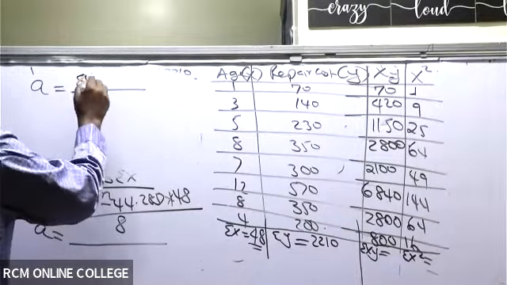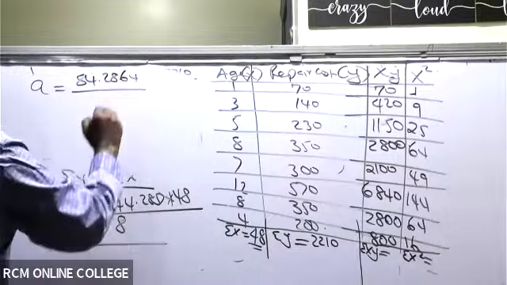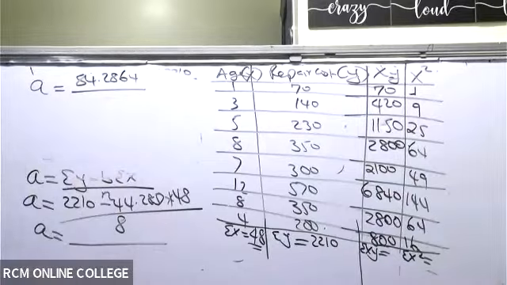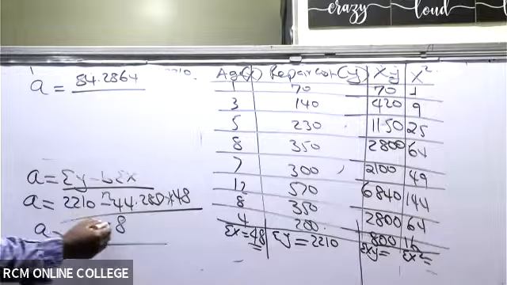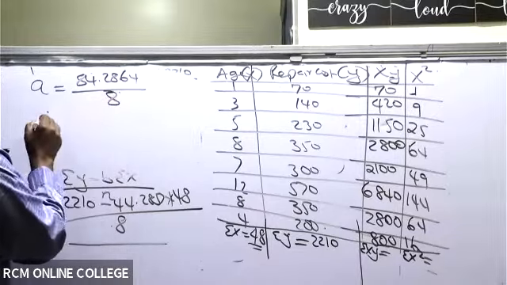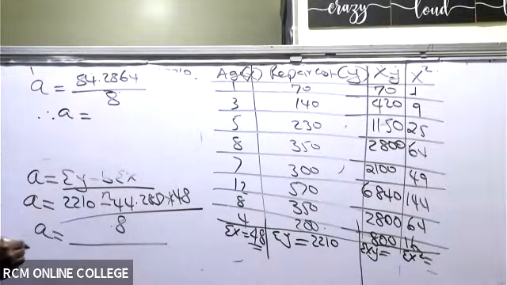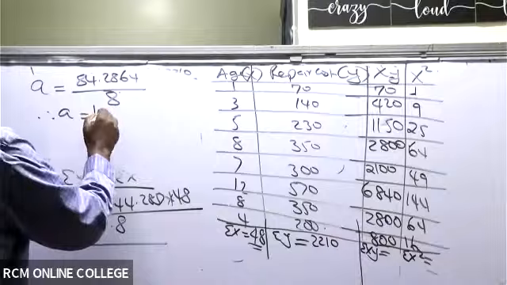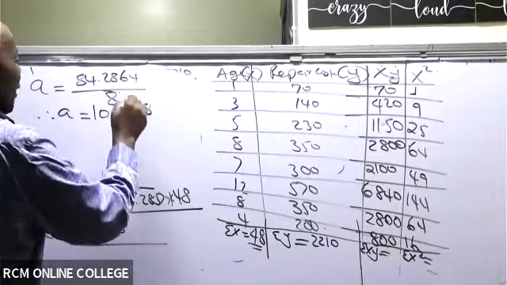84.2864. So that's from Kevin. Divided by N now, which gives A. Can you kindly give me the value of A? Is there somebody who can now give me the value of A? Yeah, 10.5358.